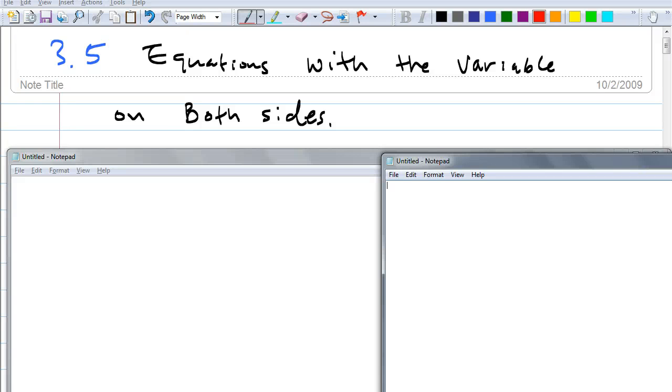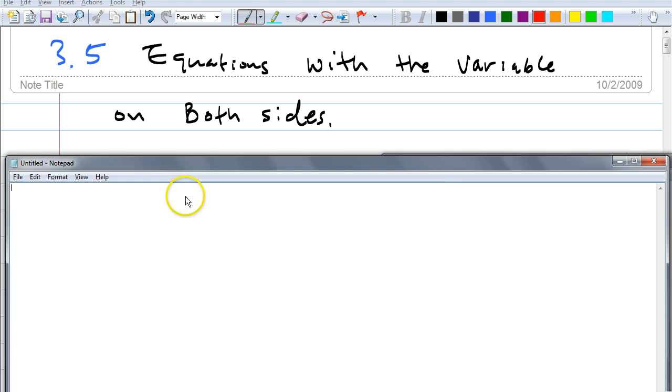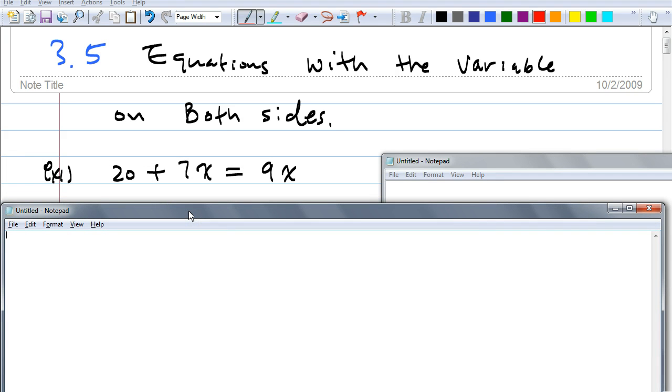So today we're going to talk about how to solve equations with variables on both sides, okay? Let me give you a first equation, and it's not that different from what we had last time. First example: 20 plus 7x equals 9x. The only thing that's different, does anybody see the difference between what we had last time and today? The variables are on both sides, whereas last time you had variables on only one side.